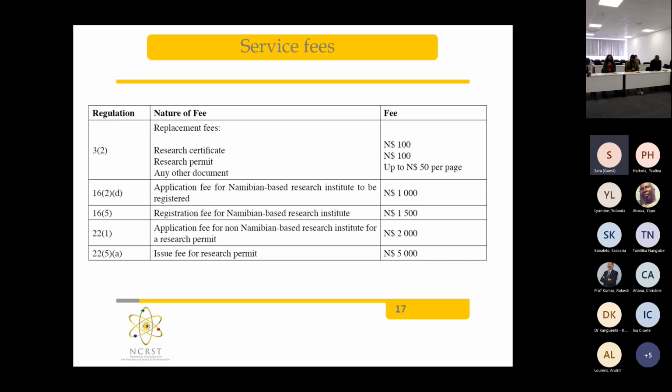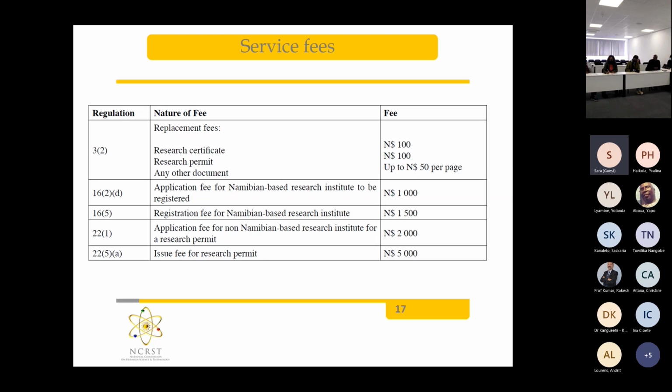Oh, yes, when you are submitting the application to the NCRST, what are the documents that need to come along with the application? All right, so the basic ones: the research project proposal. You will also need to submit an ethical clearance letter from NAST for your project, and then you will need to submit your ID or passport. And since you are students, you are obviously under NAST.